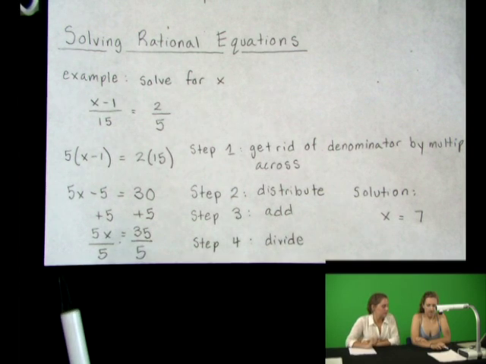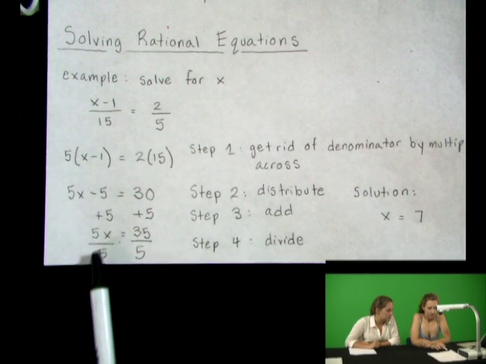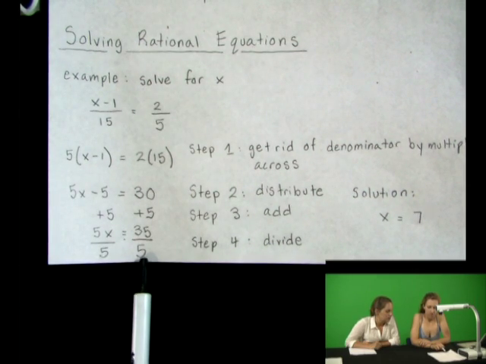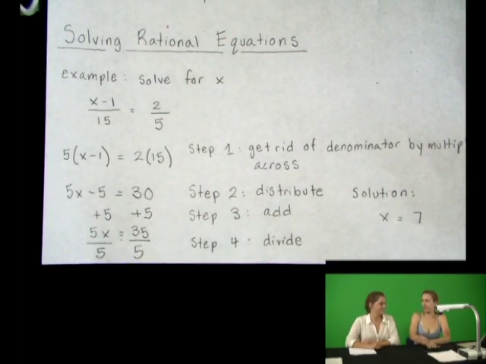So then what's that final step so you can get x by itself? You should divide by 5 on both sides. Yep, perfect. And then what's the final answer going to be? X equals 7. Awesome, we got it.